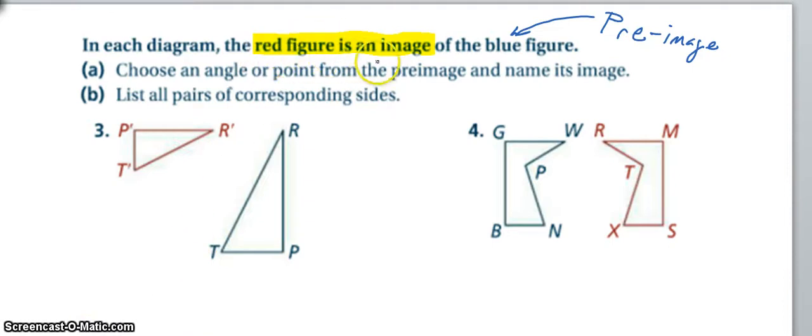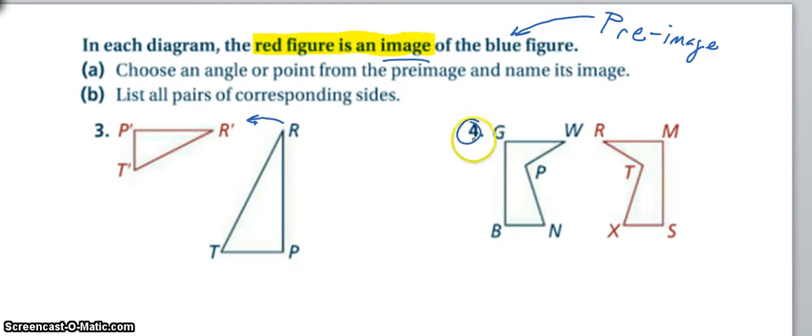Red figure is an image of the blue figure, so the blue figure is my pre-image, so this is where I start. So we want to talk about mapping, or talking about what points match. So 3 is pretty easy here. R will go to R prime, P will go to P prime, and T will go to T prime. So if we want to list out the pairs of corresponding sides, of course I'll have RP corresponding with R prime P prime, PT corresponding with P prime T prime, and RT, right here, corresponding with R prime and T prime, that side. Now try 4.